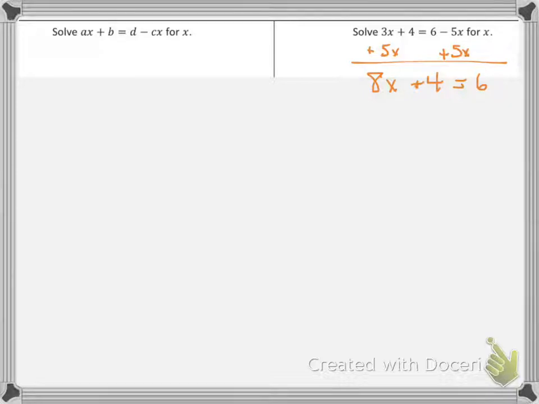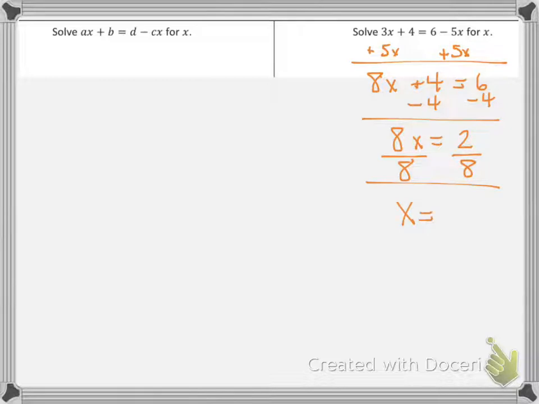And then I can see that the next thing I would do to isolate the x would be to subtract 4. So if I do that, I get 8x equals 2, and then finally I could multiply by the reciprocal of 8 or just divide by 8. That's simple enough this time. So x equals 2/8, which is 1/4. And we've isolated the variable and it's told us what it's equal to.